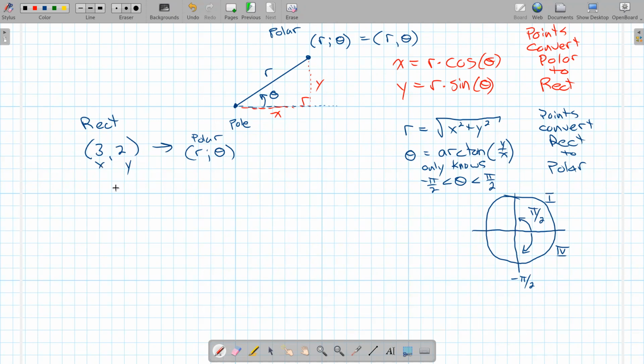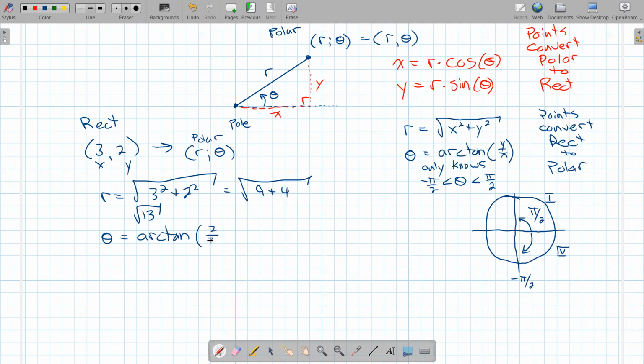So then to figure out what point this is in polar, I would just say, well, r is the square root of 3 squared plus 2 squared. So that would be the square root of 9 and 4, square root of 13. And then theta would be the arctan of y over x, 2 over 3. And it's not a special angle, so I have to whip that out on a calculator.